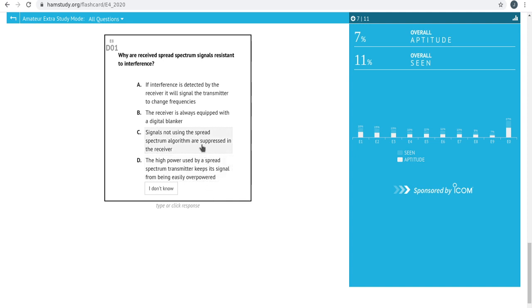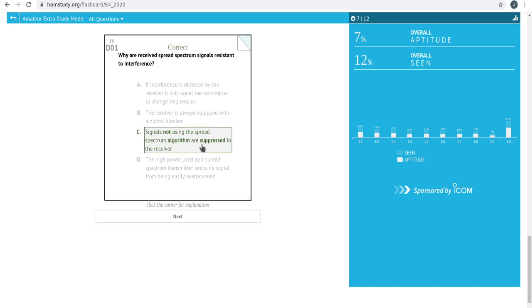My guess is that it's C. Signals not using the spread spectrum algorithm are suppressed in the receiver. And that is correct.